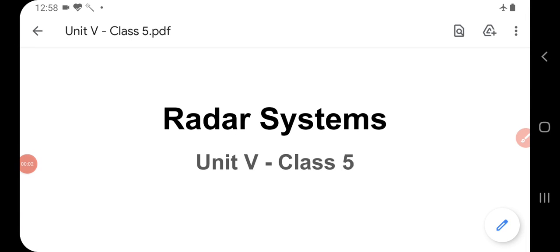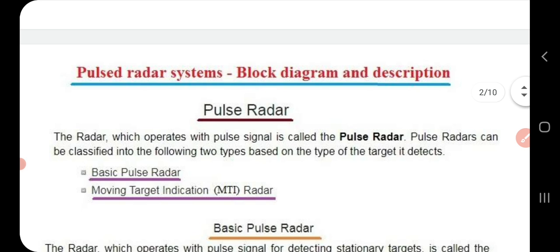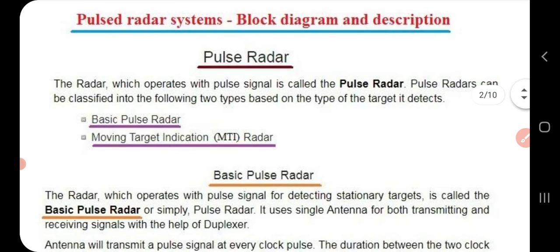Good morning. Now, this is the next class, class 5, on our module radar systems. In this session, we are going to discuss pulsed radar systems, about their block diagram, their description, etc. So, let us see what a pulse radar is.